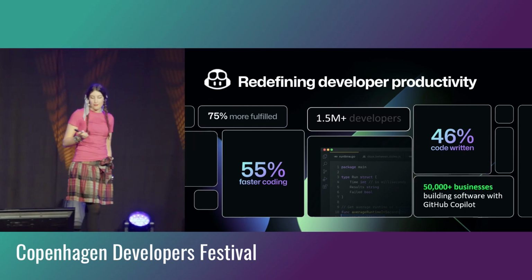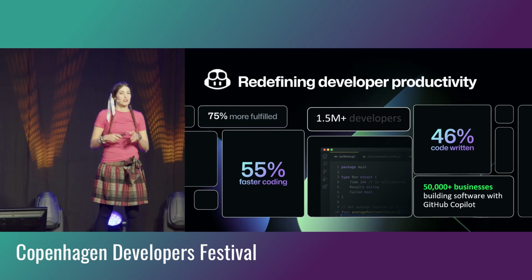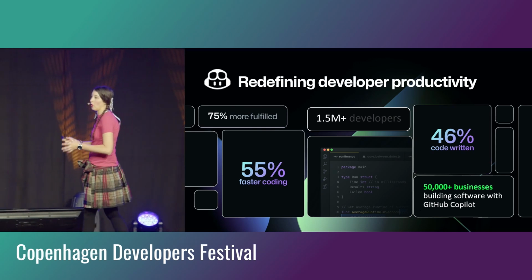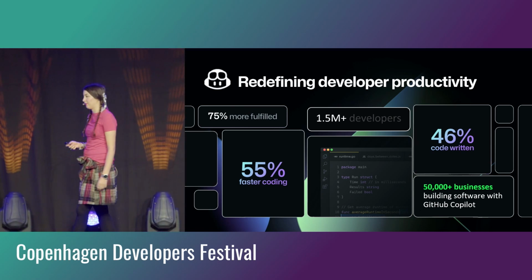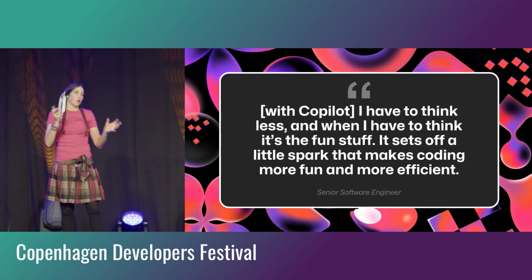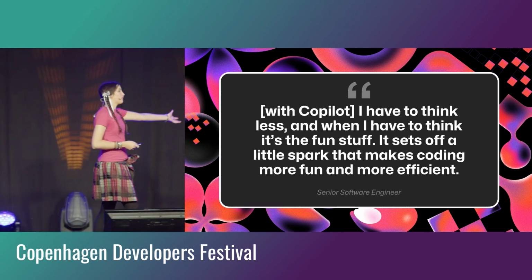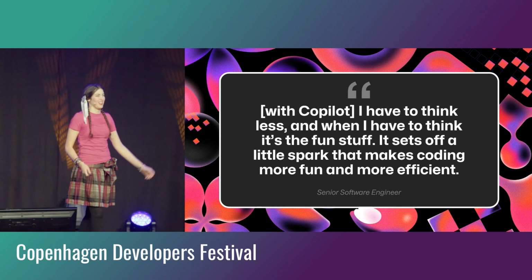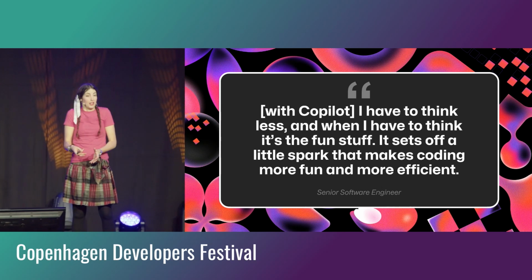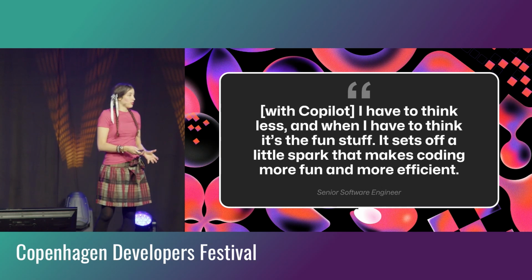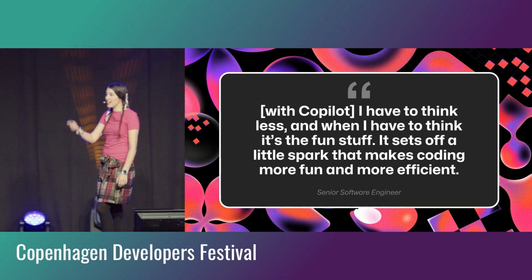We have over 50,000 businesses around the world using GitHub Copilot to write and work on their proprietary code, whether using GitHub Copilot for business or GitHub Copilot for enterprise. And again, more subjective statistics as well, which I love: I have to think less. I'm like, is that a good thing? Oh, but wait, he's saying, but when we do have to think and we do have to work on code, it's now the fun stuff. GitHub Copilot takes all that mundane stuff away from us.